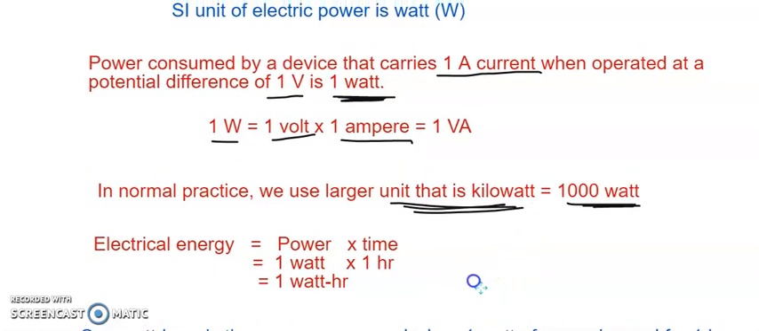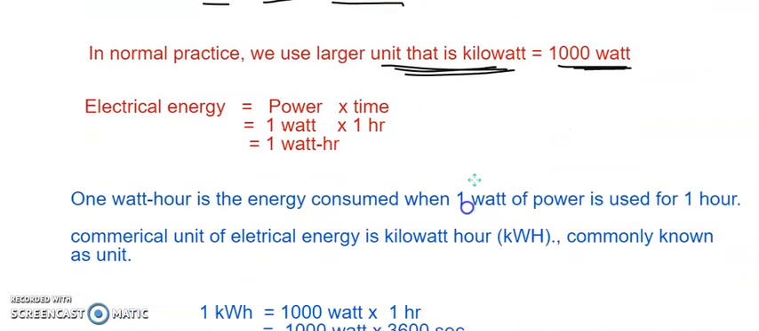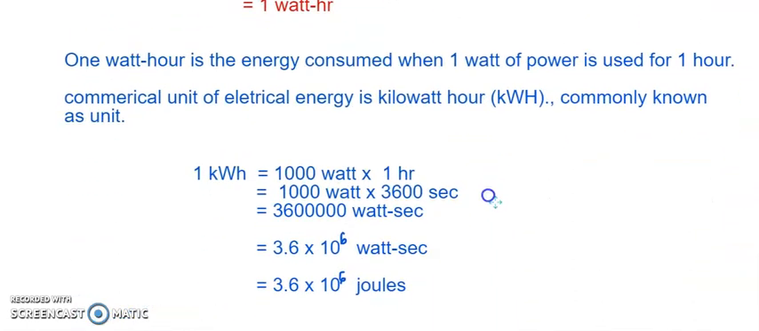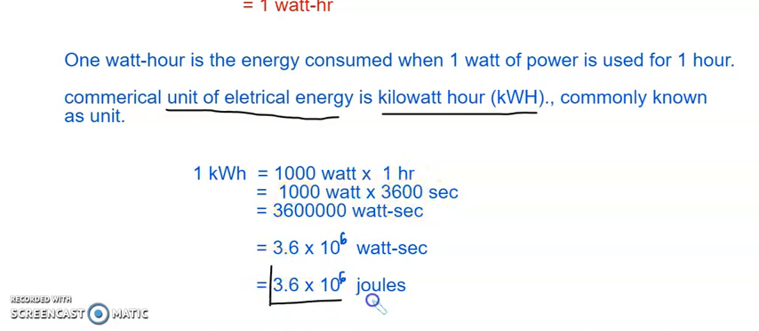If you are talking about electrical energy, it is power into time, 1 watt in 1 hour. So 1 watt hour is also called 1 unit. In our day-to-day life, we call 1 watt hour a unit. Okay, and it's a very large unit of electrical energy, called kilowatt hours. Not even watt hour, it's kilowatt hours. Kilo means 1000, right? So 1 kilowatt hour is 1000 watt multiplied by 1 hour. So 1000 into 3600, at the end of the day, you get 3.6 into 10 raised to 6 joules.